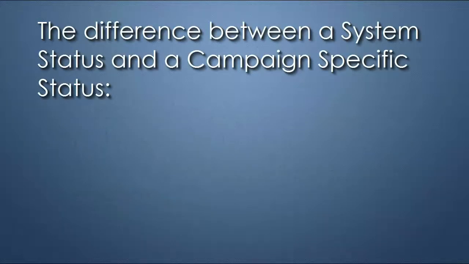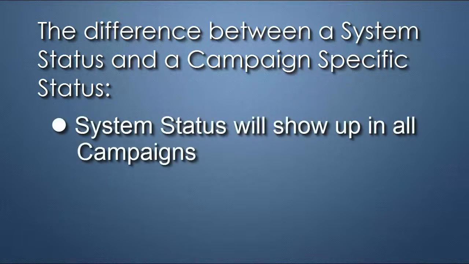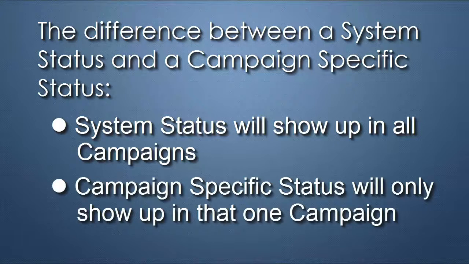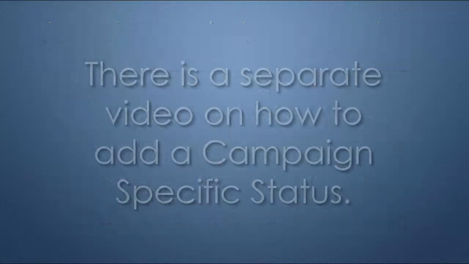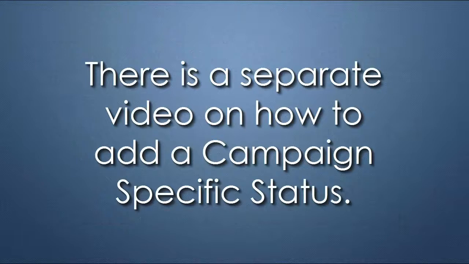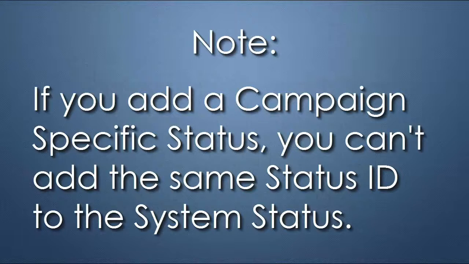Before we begin, the difference between a system status and a campaign-specific status is that the system status will show up in all campaigns, whereas a campaign-specific status will only show up in that one campaign. There is a separate video on how to add a campaign-specific status. Note, if you add a campaign-specific status, you can't add the same status ID to the system status.